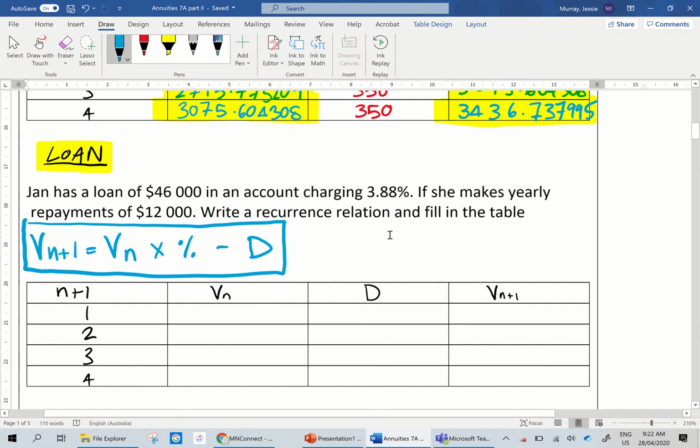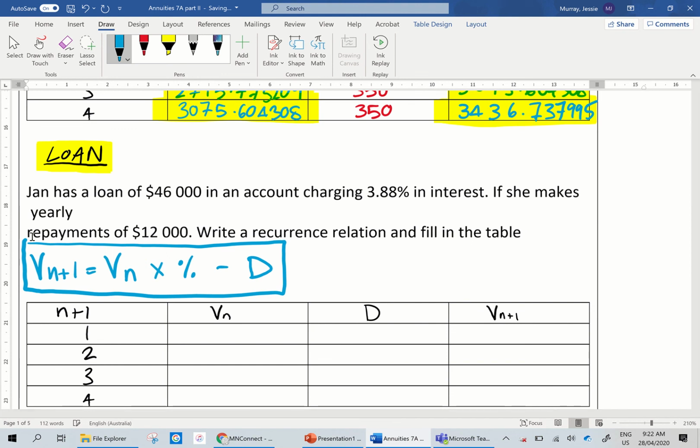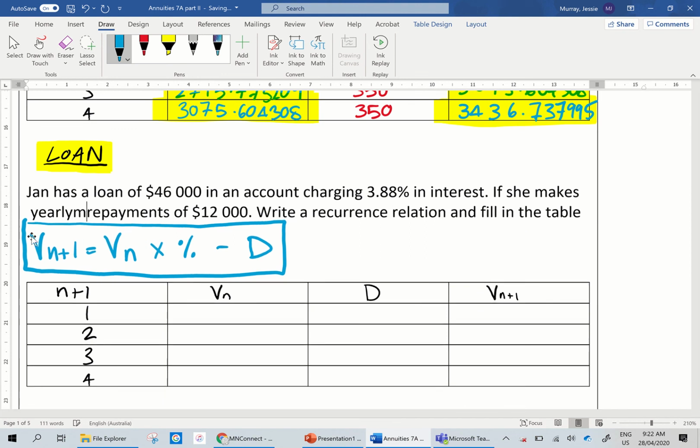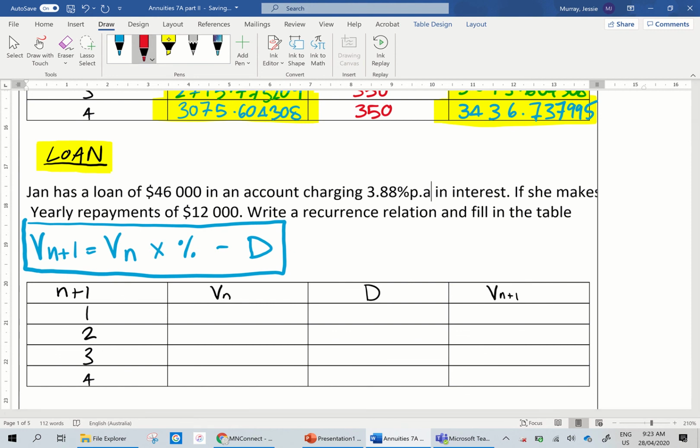It charges 3.88% in interest, I should say. If she makes yearly repayments of $12,000, and I didn't mention this either, we'll make that per annum. Right, a recurrence relation. So everything is in years, so I don't have to change any of that value. I can just sub straight into a recurrence relation.